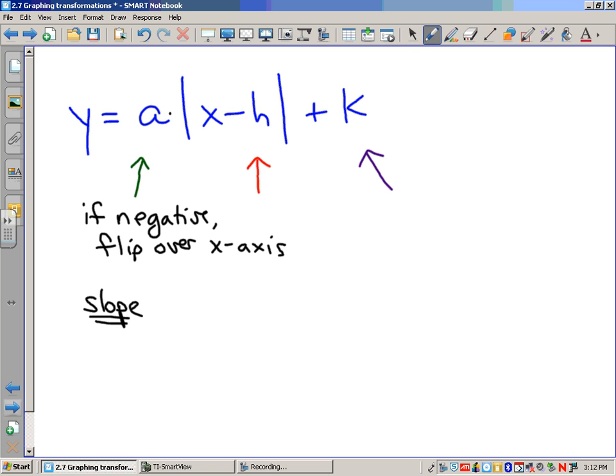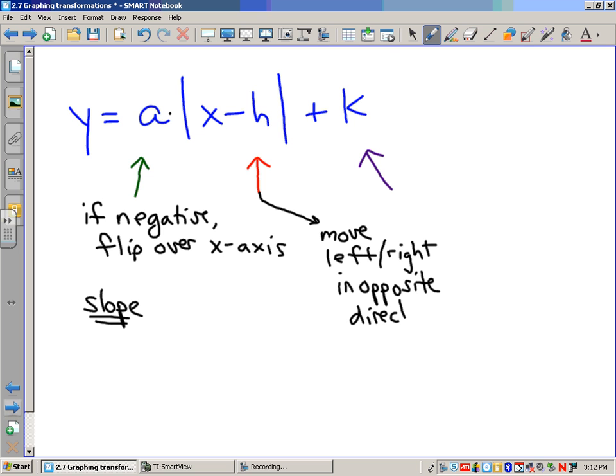The number inside the absolute value is going to make the V shape move left or right in the opposite direction. Just to understand what I'm saying, if you see a plus, it's actually moving left. If you see a minus, it's actually going to move right. The number at the end, the K, is going to move up and down correctly.